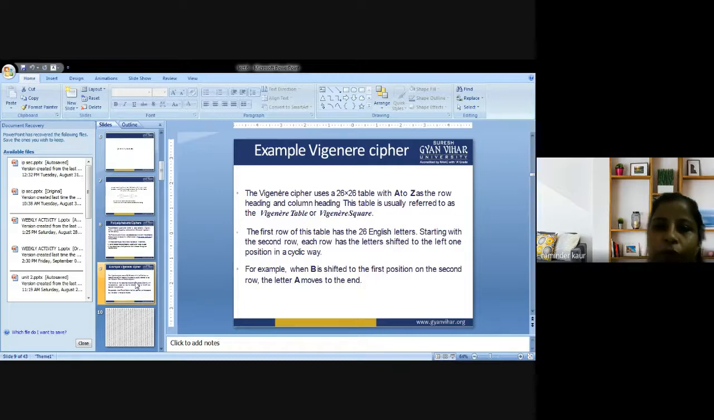The first row of this table has the 26 English letters. If in the first row I go from A through Z, then in the second row I start from B through Z, and the last cell is occupied by the letter A that was left alone in the first instance. Next, I start counting from C in the third row: C through Z, then AB. Similarly, D through Z, then ABC. So the same is the case here.